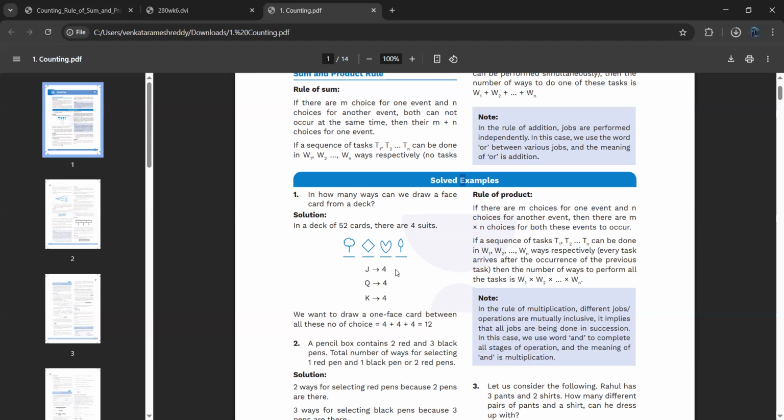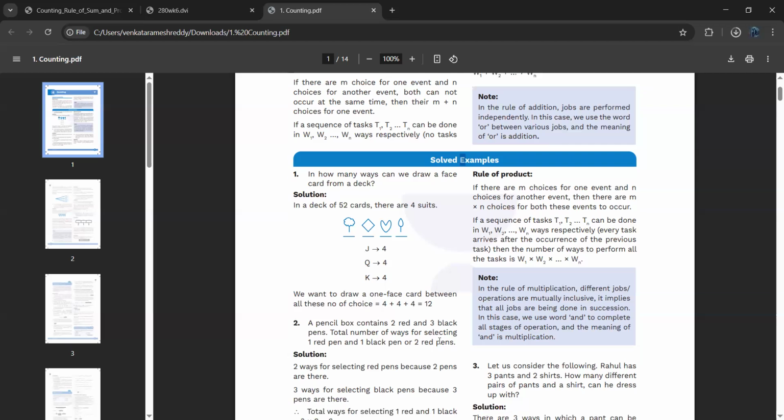If you want to draw one face card between all those choices, we have to do the rule of sum. It means either you can take a J card or a queen card or a king card. But you cannot take all the cards at a time. The only possibility is that you can take only one face card. That's why we are adding all these things. After adding, we will get 12. So that is the rule of sum.